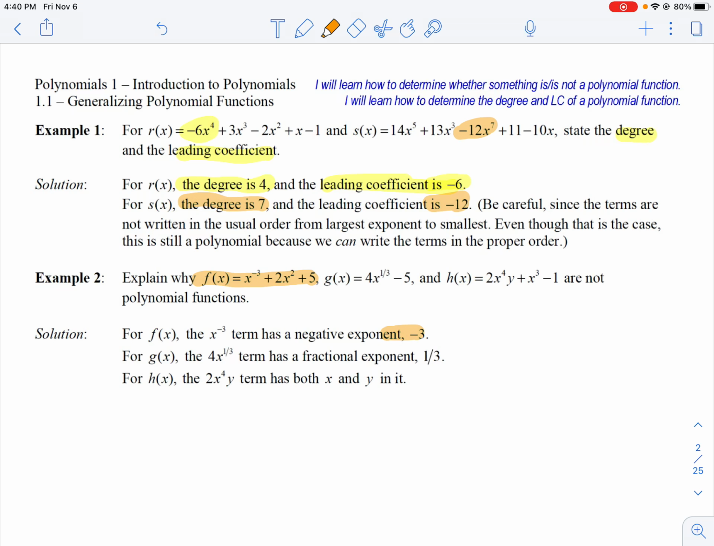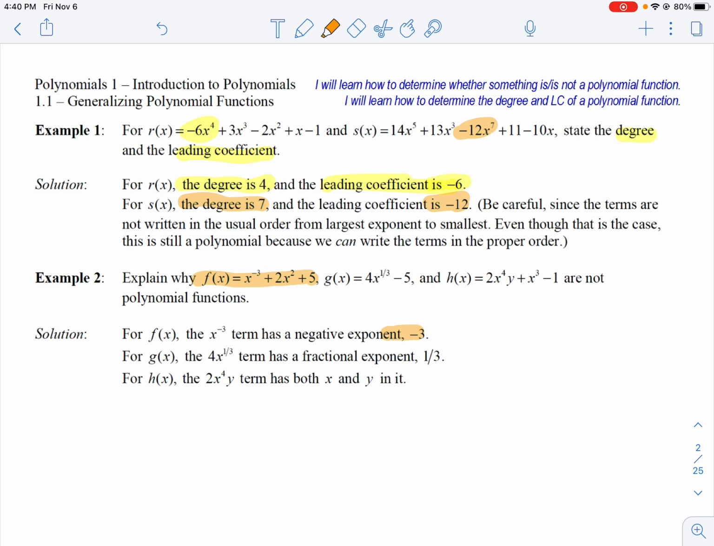This one does not have a negative exponent. It does not have a fractional exponent, but it's using multiple variables. And according to the definition of the polynomial, it cannot have mixed variables. So this is not a polynomial function because it has both x and y in it.